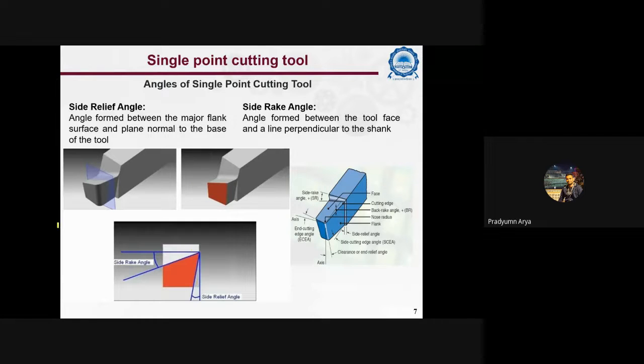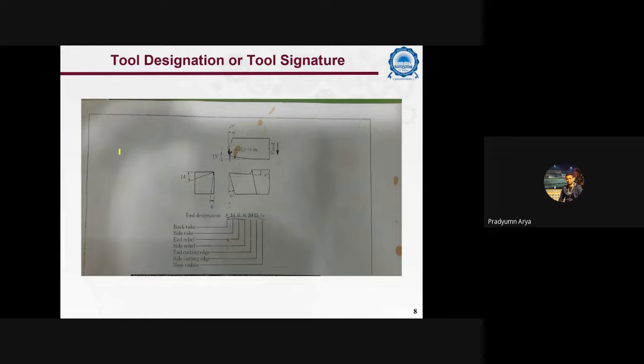Why is the side relief angle provided? Because the workpiece material which is going to be removed in the next revolution will try to hit the side flank due to elastic recovery of the workpiece material. To avoid this rubbing action, we generally provide the side relief angle, and its range is generally 5 to 15 degrees. Next, you can see the tool designation, where we can show the different angle ranges for machining of ductile material.